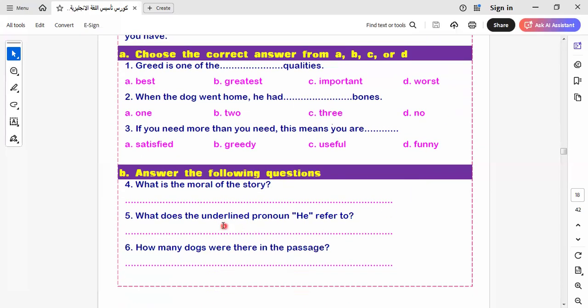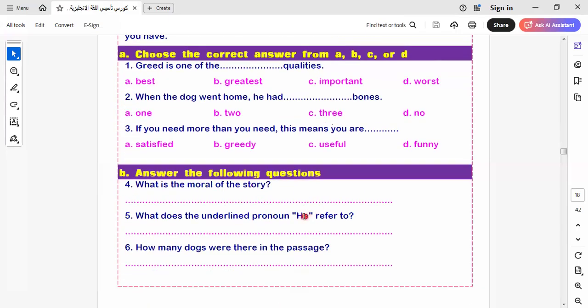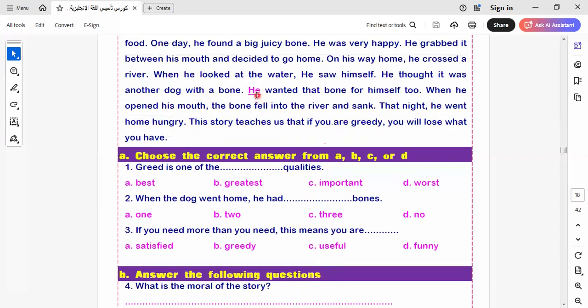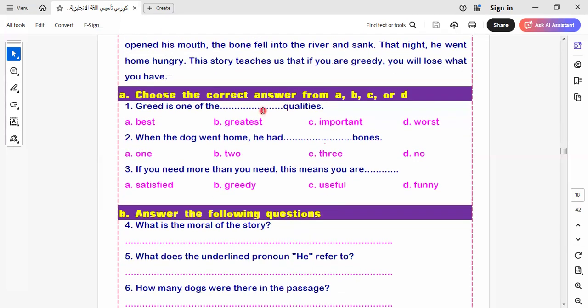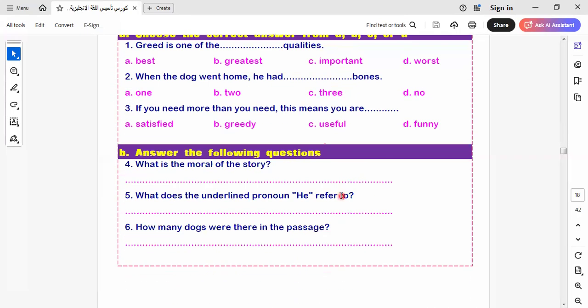What does "he" here refer to? He here refers to the dog. Here he treated the dog as a person. So here we have used "he". It refers to the dog. How many dogs were there in the passage? There is only one dog here.